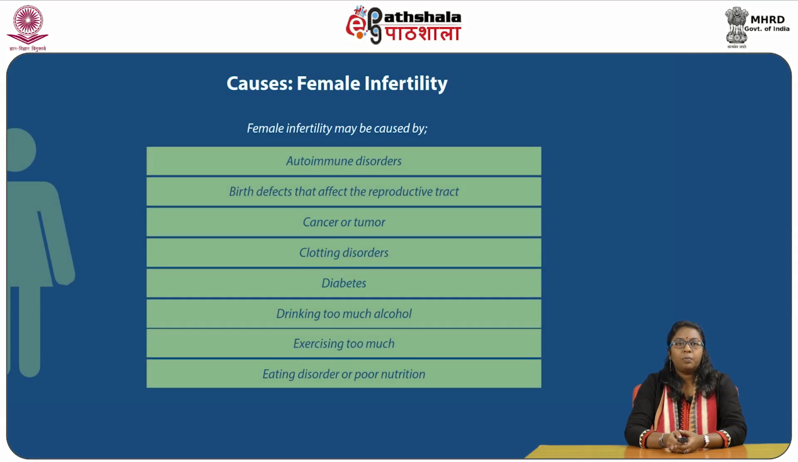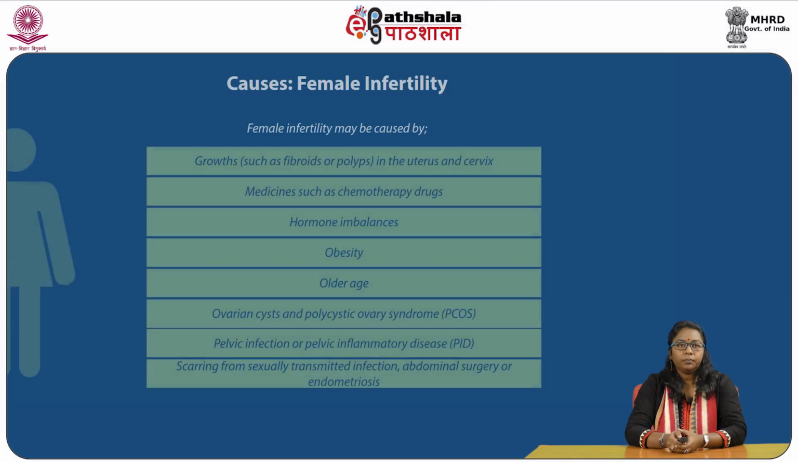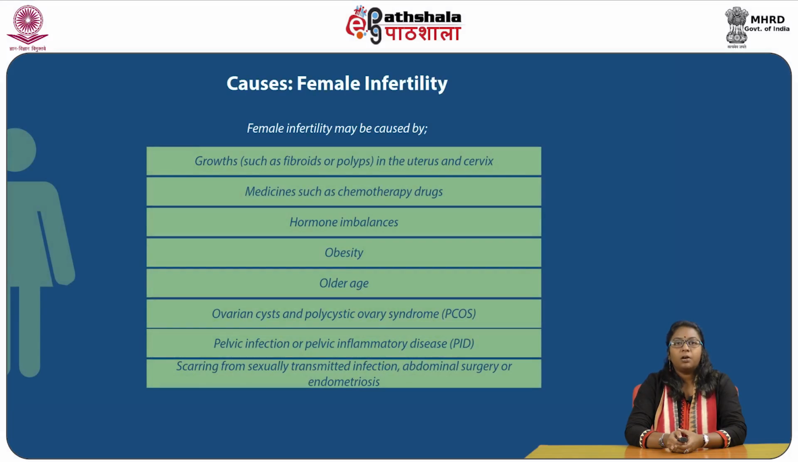Female infertility may be caused by: first, autoimmune disorders such as antiphospholipid syndrome, otherwise called APS. Second, birth defects that affect the reproductive tract. Third, cancer or tumor. Fourth, clotting disorders. Fifth, diabetes. Sixth, drinking too much alcohol. Seventh, exercising too much. Eighth, eating disorders or poor nutrition. Ninth, growths such as fibroids or polyps in the uterus and cervix.